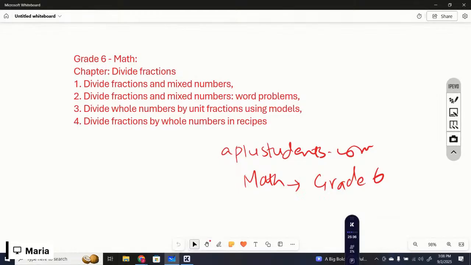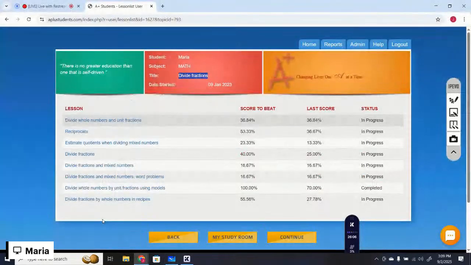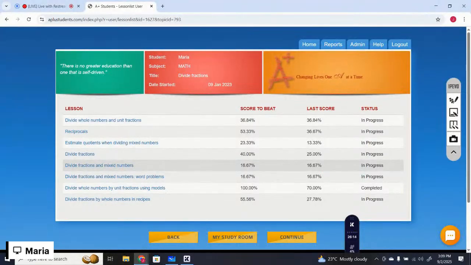We're going to start with the chapter divide fractions. The lessons we're going to cover today are divide fractions and mixed numbers, divide fractions and big number word problems, divide whole numbers by unit fractions using model, divide fractions by whole numbers. So please make sure you have your notebook and pencil so that you can note down the important examples and definitions as well.